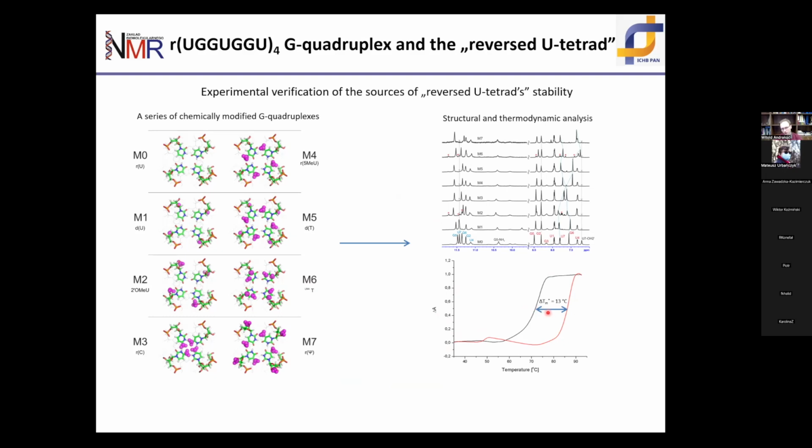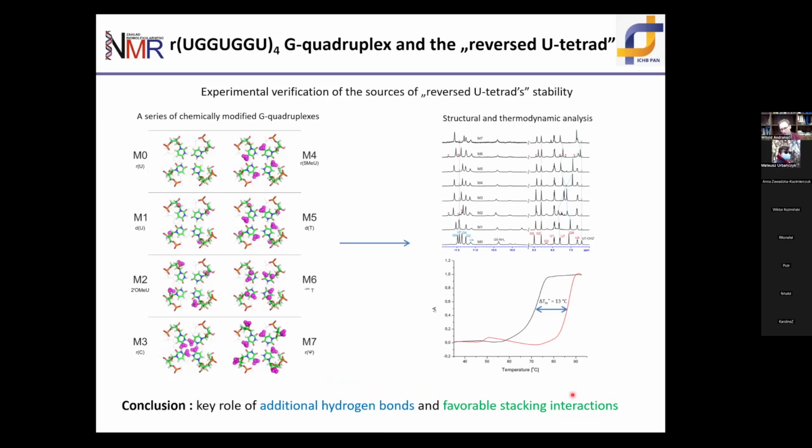And I won't bother you with details, but what we found out is that we are actually able to say that two things play the key role in this additional stabilization of the G quadruplex. And these are the additional hydrogen bonds I mentioned before, and the favorable stacking interactions. Actually, stacking of uridine on this other face is in a better geometry than standard stacking.